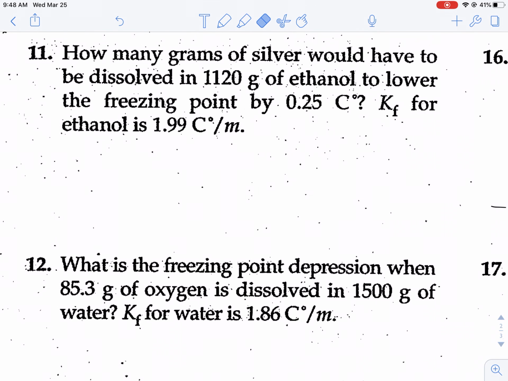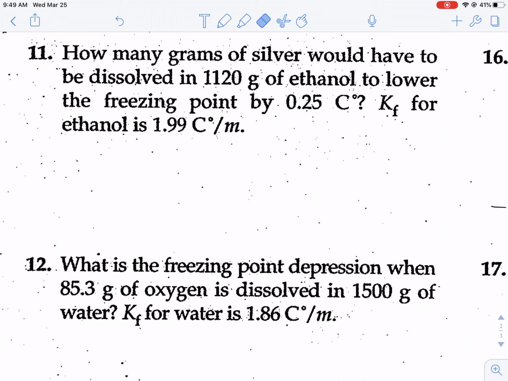So I want to go over question number 11 and question number 12 with you. Like I said, they are identical to 1 through 10, but it's still worth going over them again. This is a multi-step problem. The more you practice, the more efficient you're going to be at them. So question number 11 says, how many grams of silver would have to be dissolved in 1,120 grams of ethanol to lower the freezing point by 0.25 degrees Celsius? The Kf for ethanol is 1.99 degrees Celsius per molality.